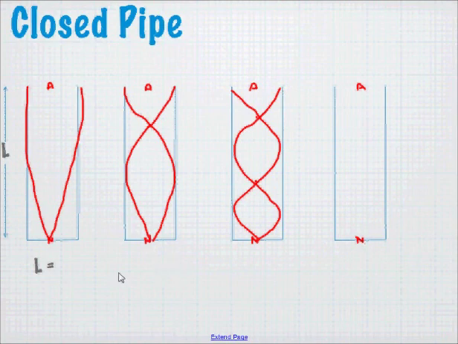So what we have here, the length of the pipe is from there to there. How much of a wavelength is it? It's actually a quarter of a wavelength.